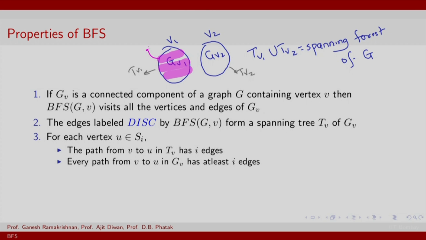And what we are saying here is that the path from v to any particular u in T_v has i edges if u belongs to S_i, and every path from u to v in G_v has at least i edges. Well, what this means is that the path from u to v in T_v is the shortest path. This is because the path from v to u which belongs to S_i is the shortest path.